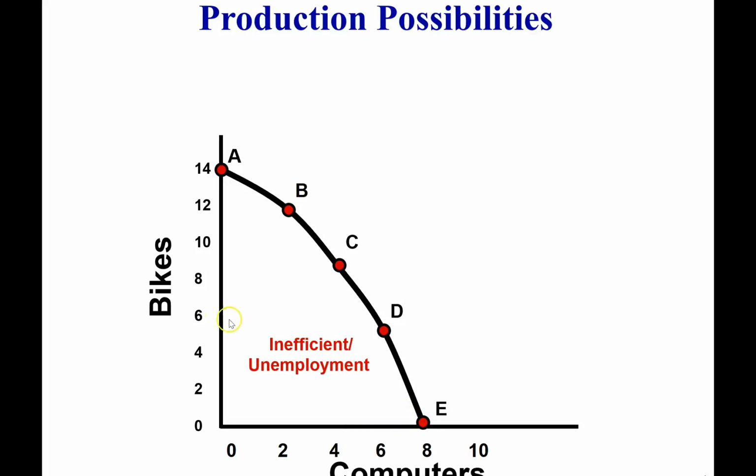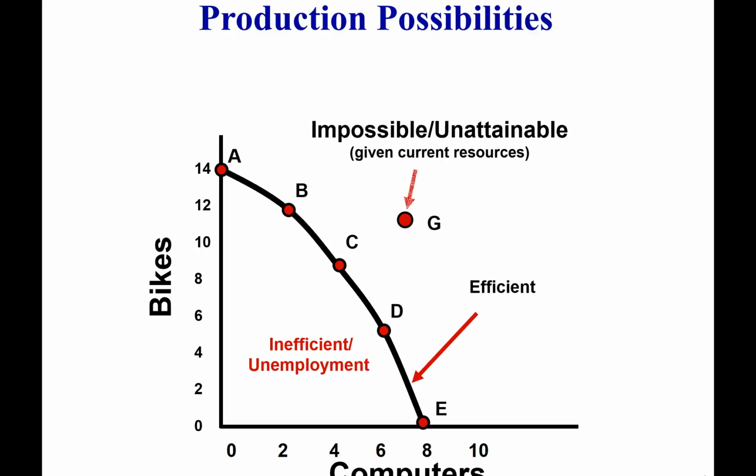So for example, if we produced a combination of 6 bikes and 2 computers, we have the resources to do it. However, it's not efficient. A point outside the curve would be impossible given the current resources that are available. You could reach that point through economic growth, but in this scenario, it's not attainable.